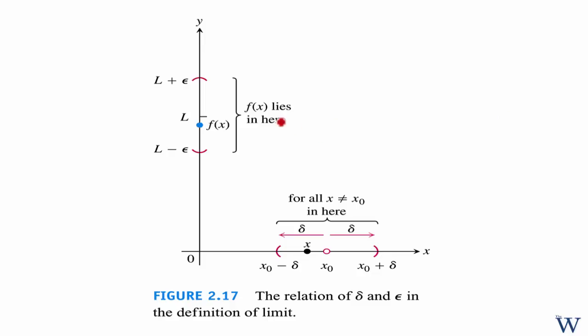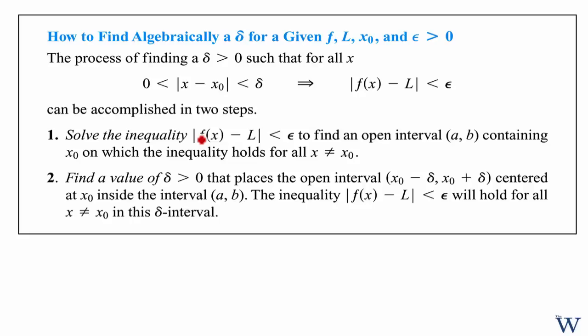Okay, so you're given an epsilon, and our goal now is to find a delta so that for all x's within this interval, we are guaranteed that the y values remain in this interval as well. So how do we find a delta algebraically, given the function f, its limit as x approaches, say, x sub 0, and an epsilon greater than 0?